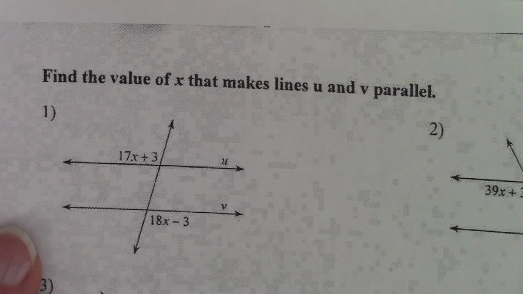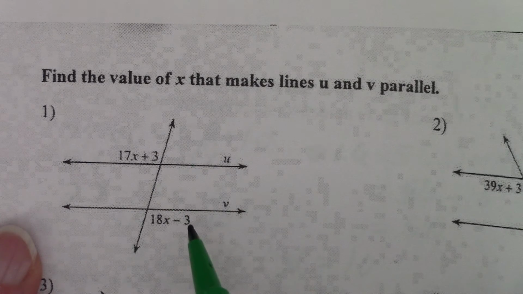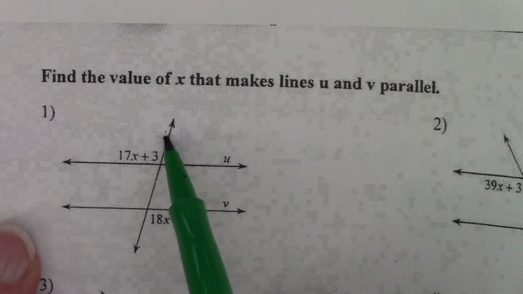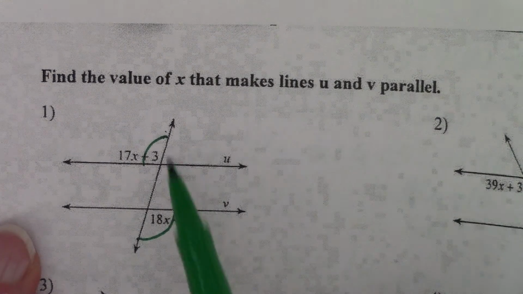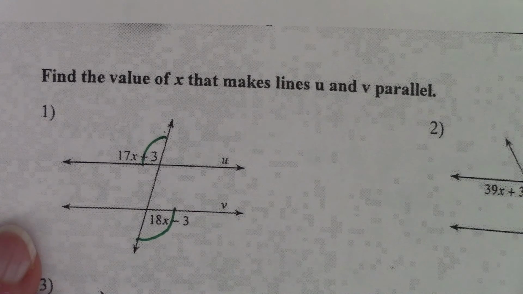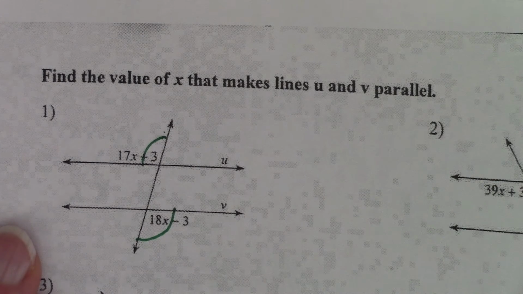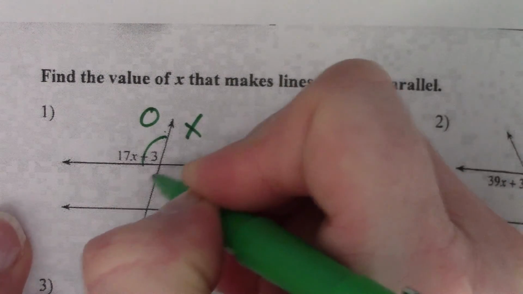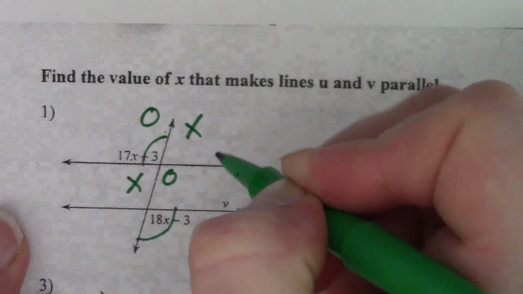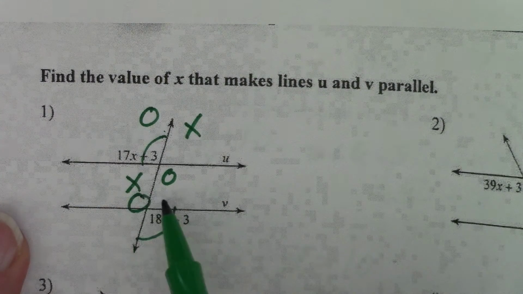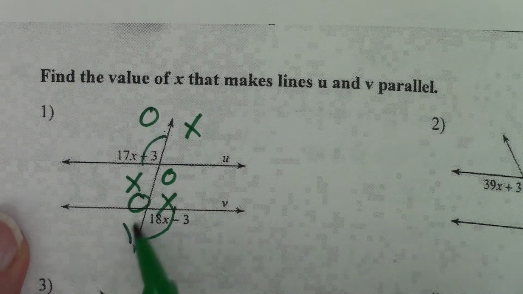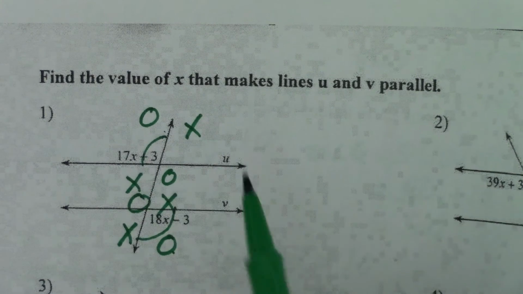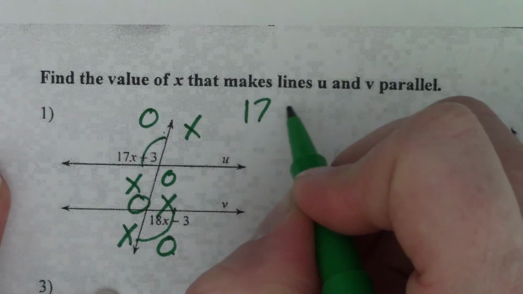So let's see what we have here. I need to find the value of x. So what can I do? Well, I have this angle right here and this angle right here. They are alternate exterior angles. What do we know about that? We know they are equal. Let's do our x and o just to make sure. Here's my obtuse angle, my acute angle. So it's going to look like that, and then I just copy what I have up top, O O, X X. All right, so this angle is an O, this angle is an O, so I can set them equal to each other and solve for x.